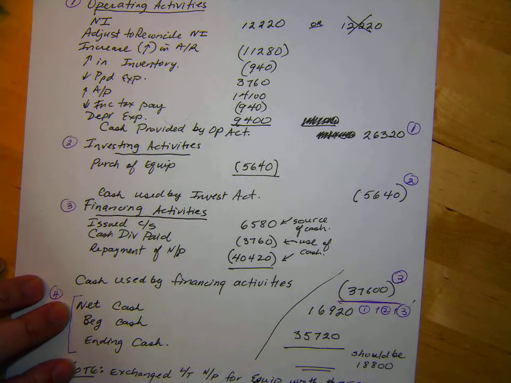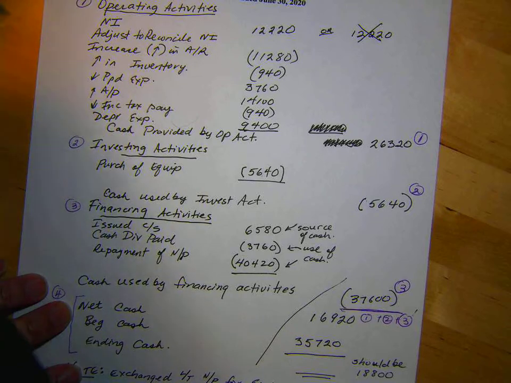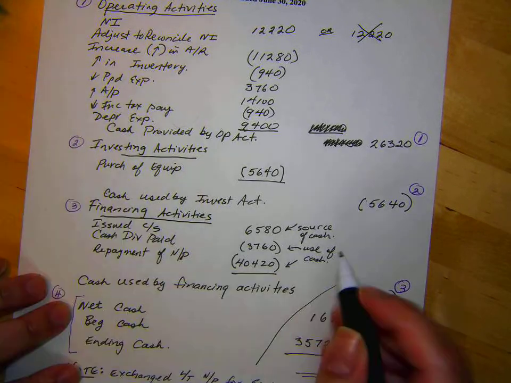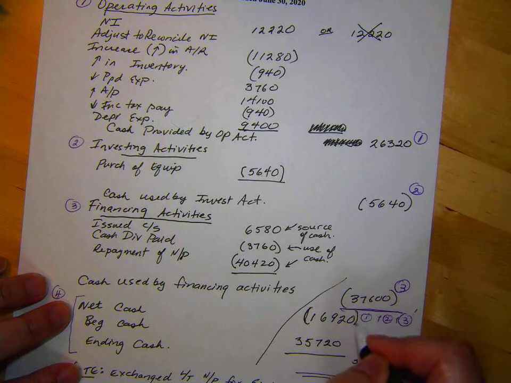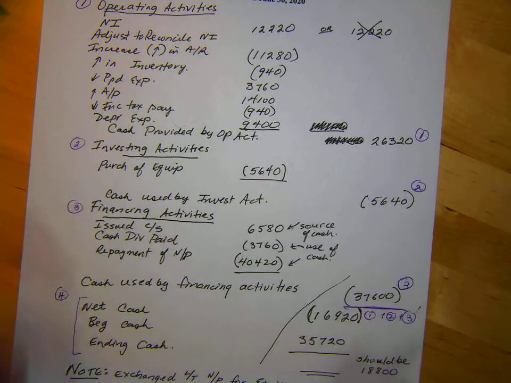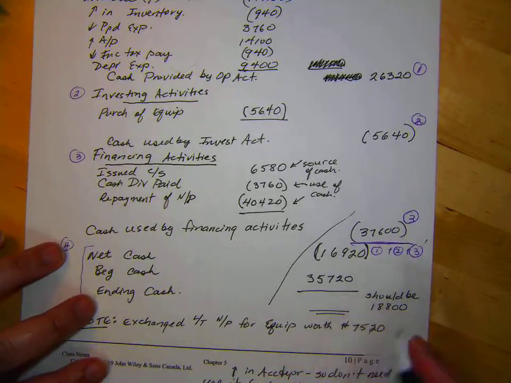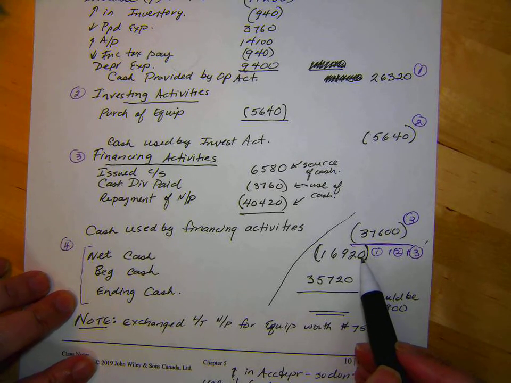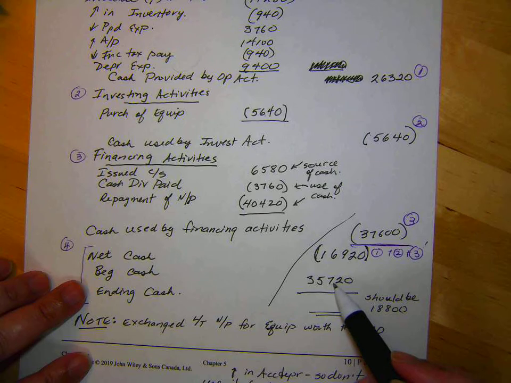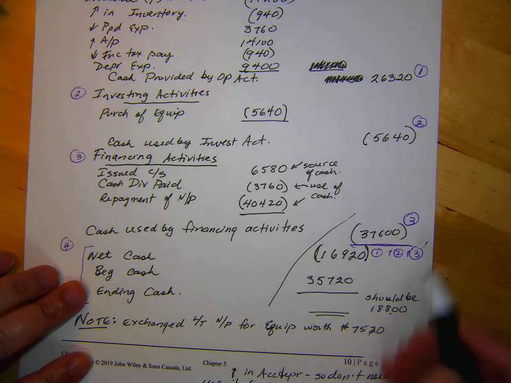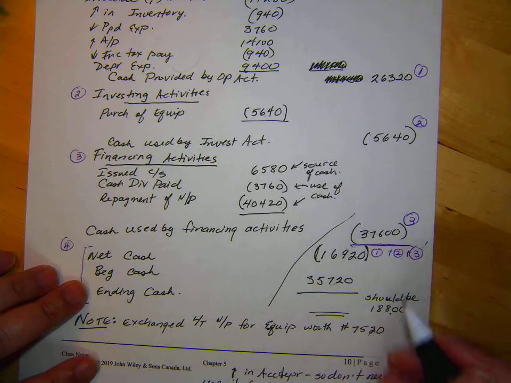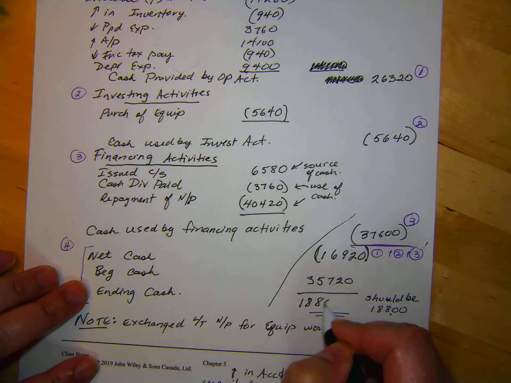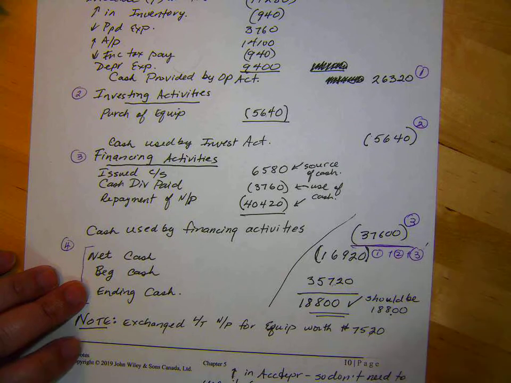Now, here's the real check. Sorry, it's negative, you guys. Negative. I'm sure in your heads you were screaming at me. That's how I noticed. Okay. So, negative 16,920. If we add that to beginning cash, we should get 18,800. So, add those together. Do we get 18,800? Yes. So we're good.